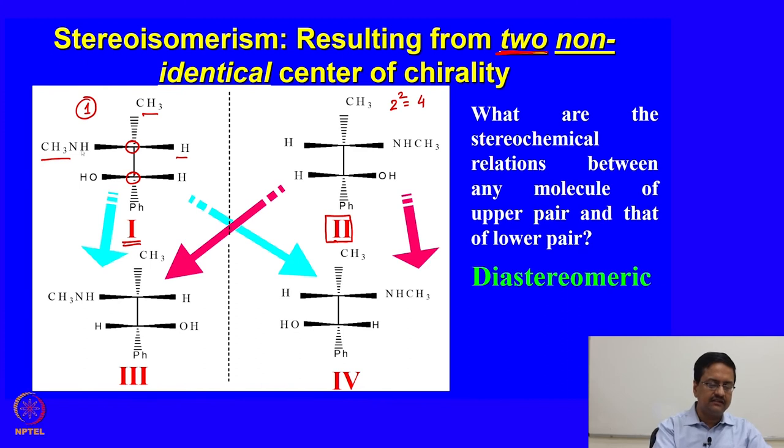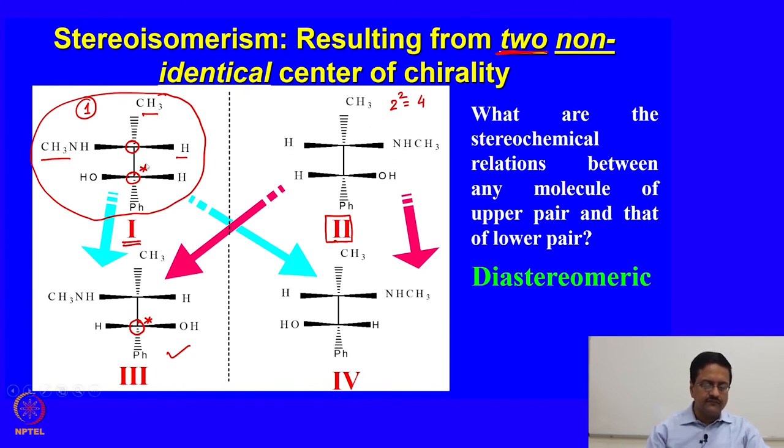What we see here is that if you place this particular molecule next to molecule 3, the difference is only in one chiral center, which is this one. The other chiral center has the same chirality. Similarly, here the difference arises in this chiral center and not in the other one. So these molecules are called diastereomers.